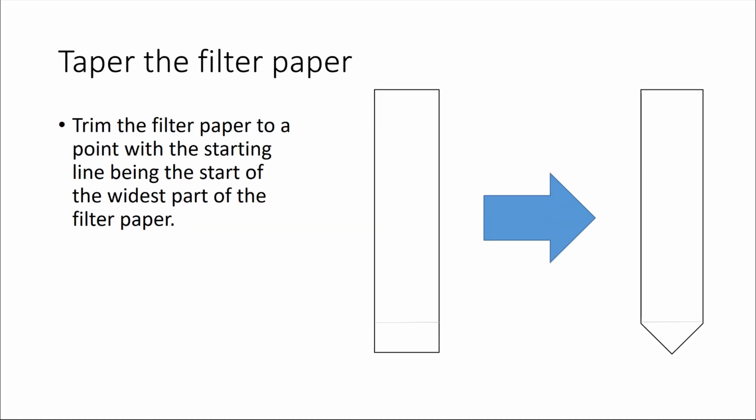Our next step is to taper the filter paper. We're going to cut the end of the filter paper into a point where the widest part of that point ends up being where that starting line is, up through the rest of the length of the filter paper. So you're going to trim the two corners of that strip of filter paper so we have a pointed piece of filter paper in which the widest part of the filter paper is where our starting line is present.